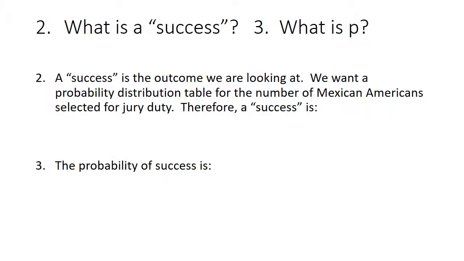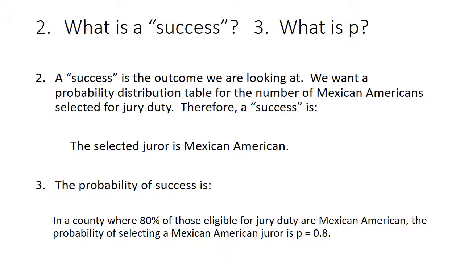And in this case, we are counting the number of Mexican Americans selected for jury duty. So a success is selecting a Mexican American for jury duty. And the probability of success in this population, 80% of those eligible are Mexican American. So the probability of a given juror being Mexican American, if that person is randomly selected, is 0.8. And here we go. Here are the answers to the questions we talked about on the last slide.